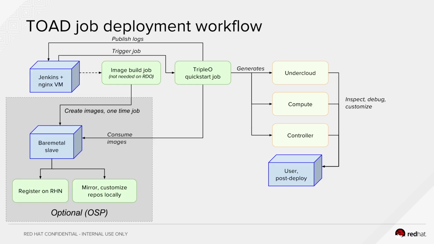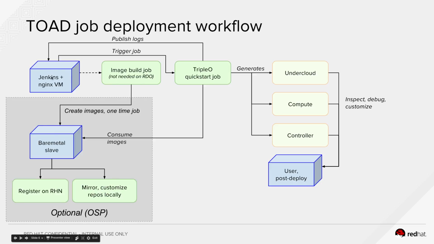So a quick look at the workflow. Really, you'll start with Jenkins here. And optionally, you can go and build an image for you. This isn't needed when you're using pure upstream RDO. You'll actually just download the image from there. So it can go and create the images. It's a one-time job that gets executed, and then the images get created for OSP.